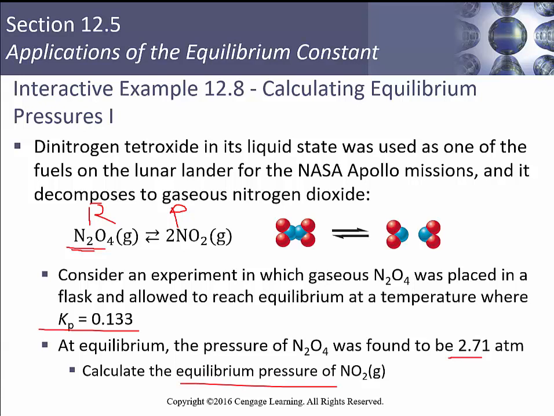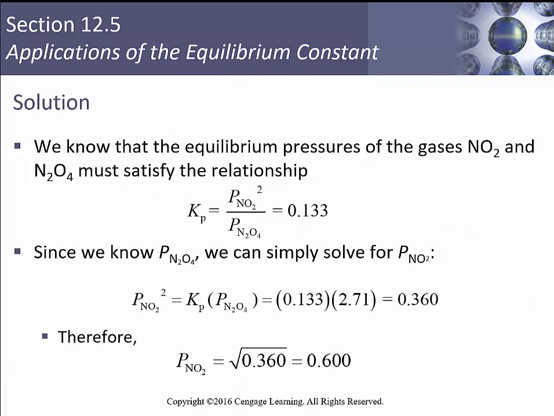Very standard question. You should be able to do something like this, no problem. I'll put a little BAT in here for one of our BATs, right? Because this is something that you're going to want to be able to do pretty proficiently. That's most of what the problem solving is going to be like in this chapter. So we know the equilibrium pressures of the NO2 and the N2O4 are related by Kp, which equals 0.133. So we've got this equation for K. We're given a specific number. We've got our pressure of NO2 squared over our N2O4.